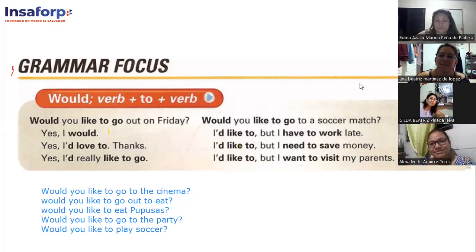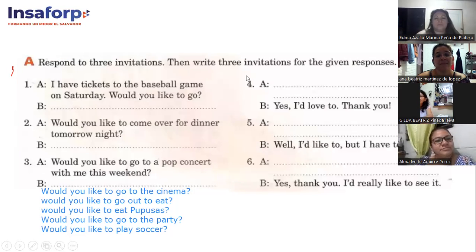Okay, good. So now in the next slide, just give me a moment. Over here we have three invitations, and we have to respond to them. Then we have to write three invitations for the given responses. This is the exercise you have in the platform. Have you done it? ¿Ya lo hicieron? ¿Lo han hecho?